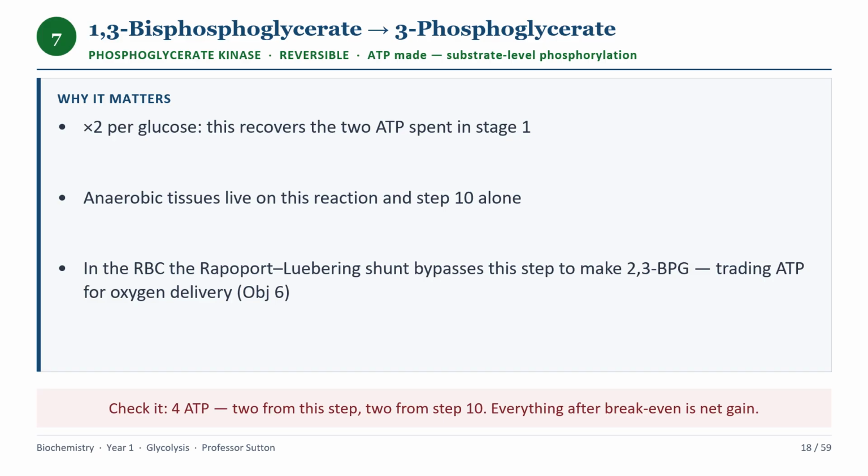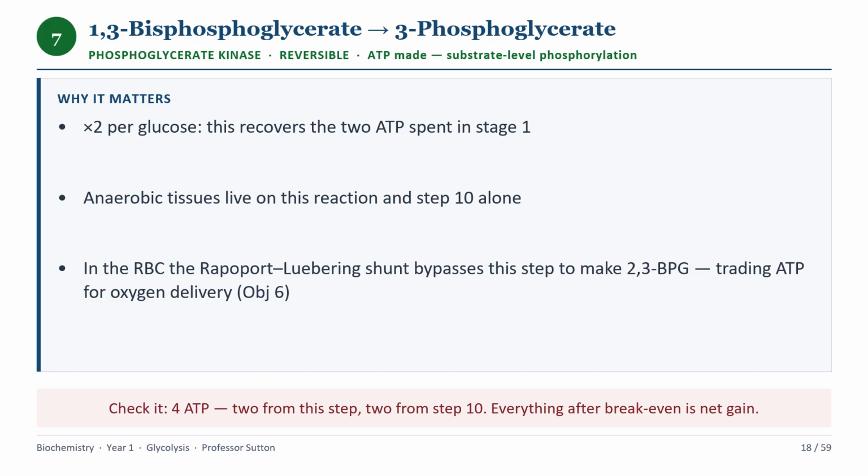Because it runs twice, it produces 2 ATP per glucose, which exactly recovers the 2 you spent in the first stage. Break even. This is the break-even point. You're now level. Everything after this will be a gain, net gain.